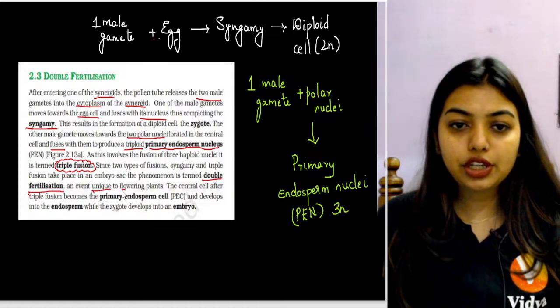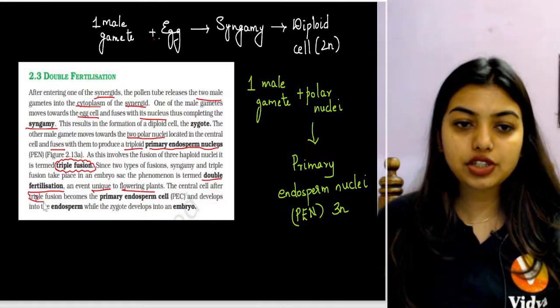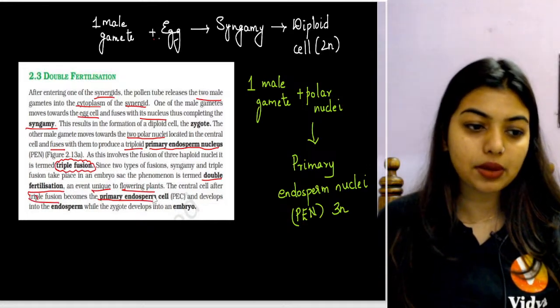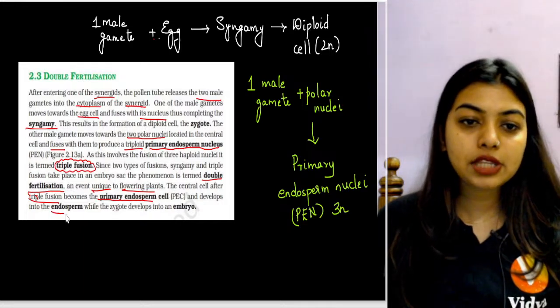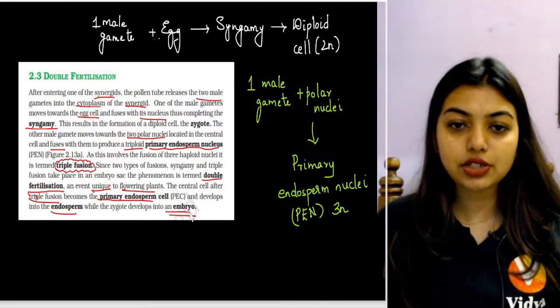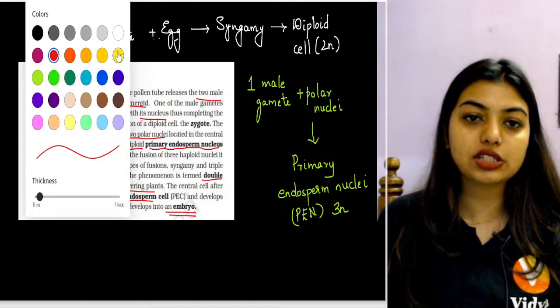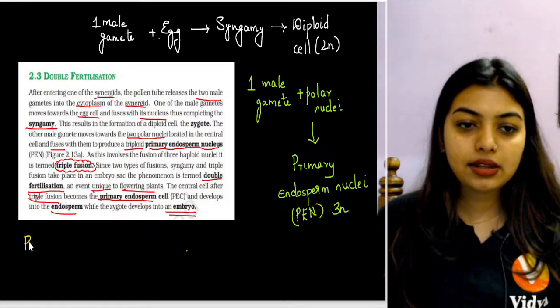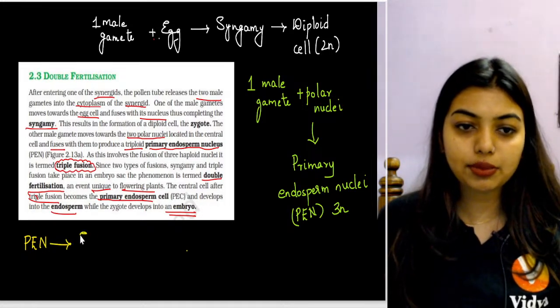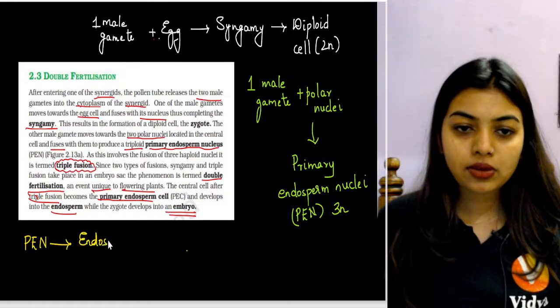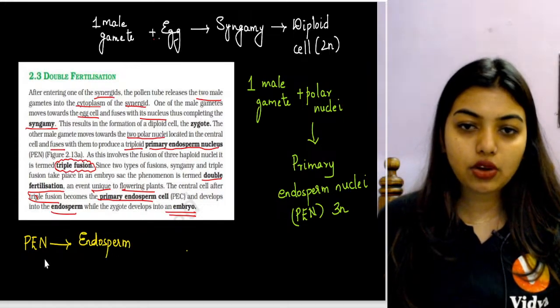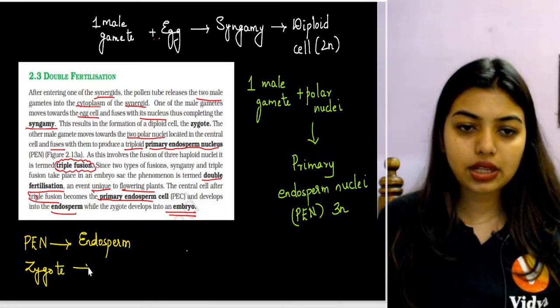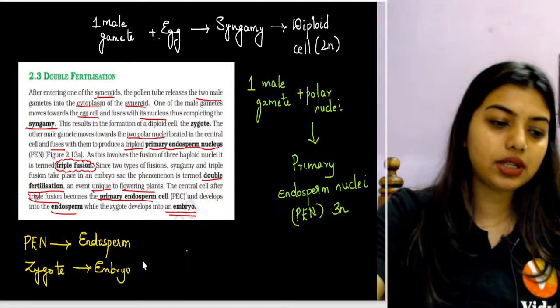Unique to flowering plants, the central cell after triple fusion becomes the primary endosperm cell, that is the PEC, and develops into endosperm while the zygote develops into an embryo. So what is the fate of these? PEN, that is primary endosperm nucleus, its fate is to become the endosperm. And the fate of the zygote is to become the actual embryo. Done.